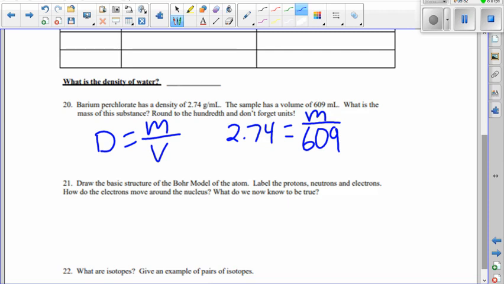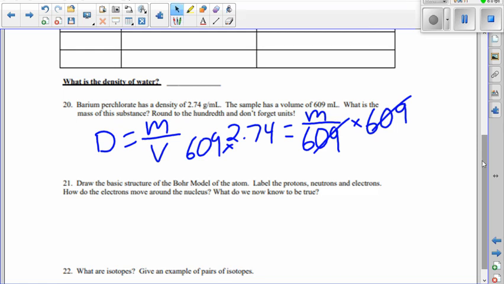Multiplied by the mass. Well, wait. No, not quite. Multiplied by 609. Yep. If we multiply both sides by 609, it'll cancel out here, and you'll have m by itself. So 609 times that should get you your mass. Does that kind of make sense? Yeah. Okay.